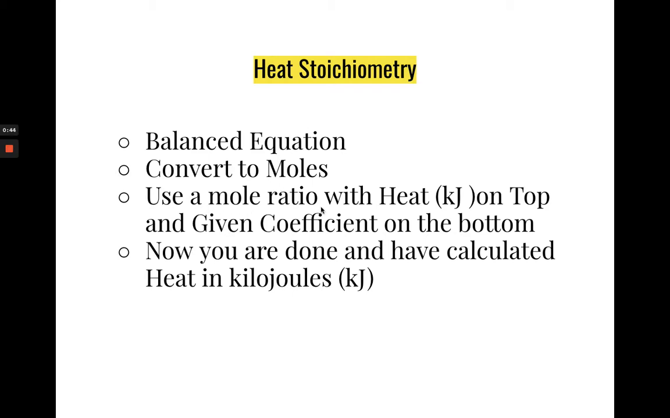Now you're going to use a mole ratio, but this time, since heat is in the equation itself, it'll show the units kilojoules. That's the unit we use to measure heat. And you'll do a mole ratio, but this time you'll put on the top the heat term with kilojoules, and on the bottom, as usual, the given coefficient. Now, once you've done that, you're pretty much done because you're calculating heat in kilojoules. The best way to see this is by doing a couple of examples. So let's do 2 examples, and also review what exothermic and endothermic are.